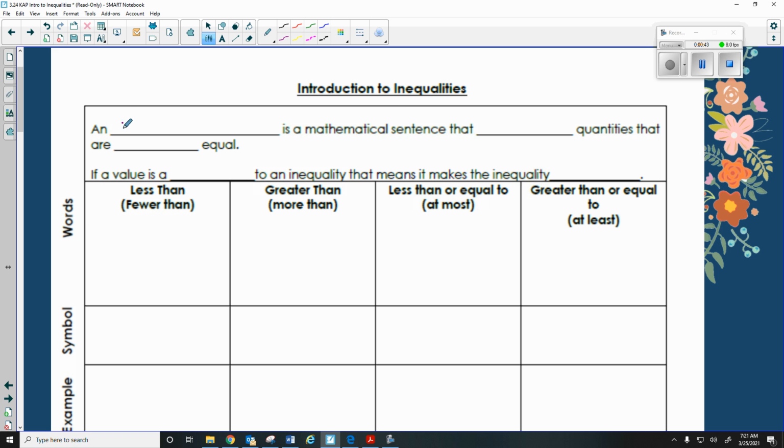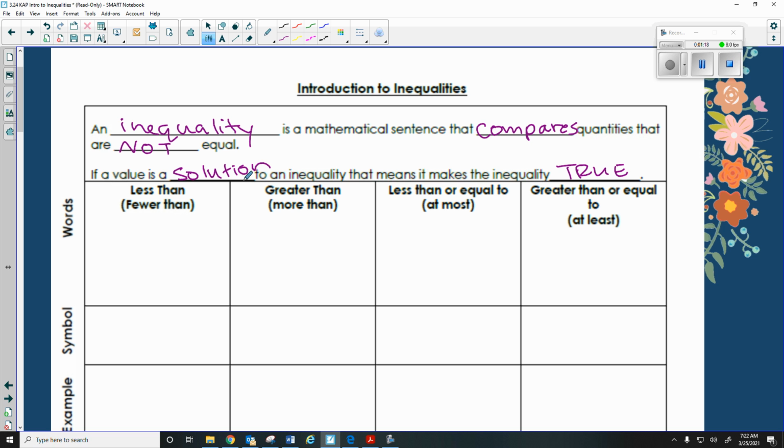When we talk about an inequality, we are talking about a mathematical sentence that compares quantities. Equations compare quantities as well, but with an inequality, the two quantities are not equal. One's going to be bigger, one's going to be smaller, one's going to be greater than, one's going to be less than. Again, in an equation, they're equal. That is the difference: in inequalities, they're not equal. A value is called a solution, and solutions make things true.